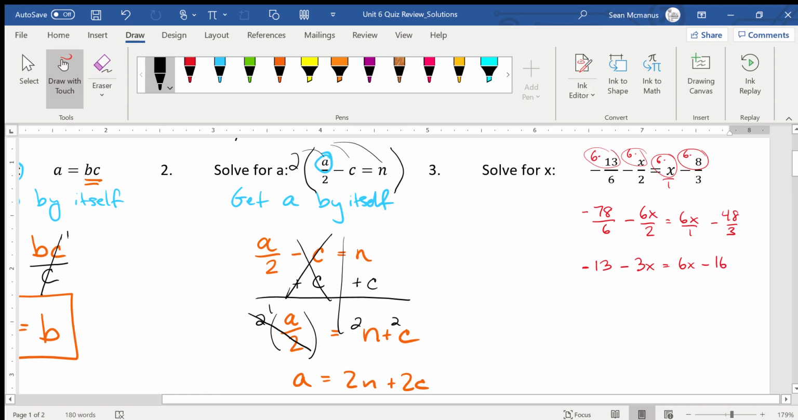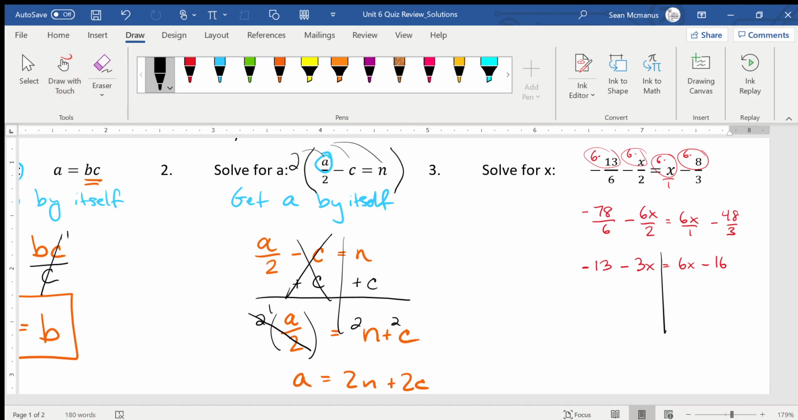All right, so now I have the x's out of fractions. Now I want to get all the x's on one side, so I'm going to add 3x here and add 3x there. So I end up with 9x minus 16 equals negative 13. And then I want to get the x's all by themselves, so I've got to get rid of this term here.